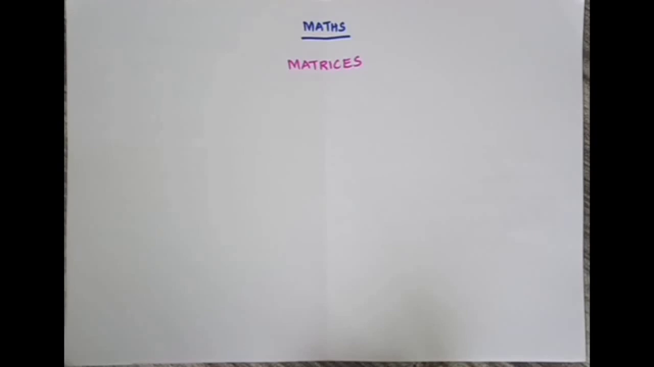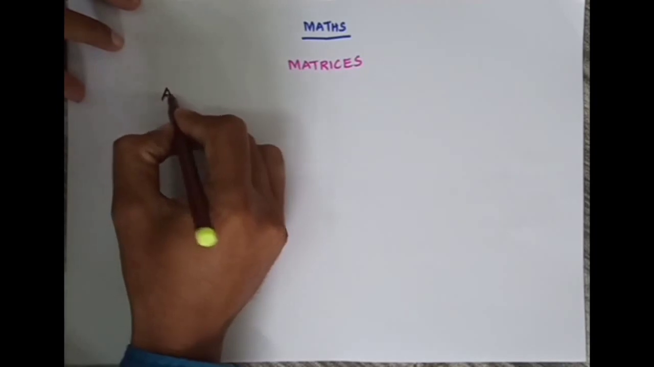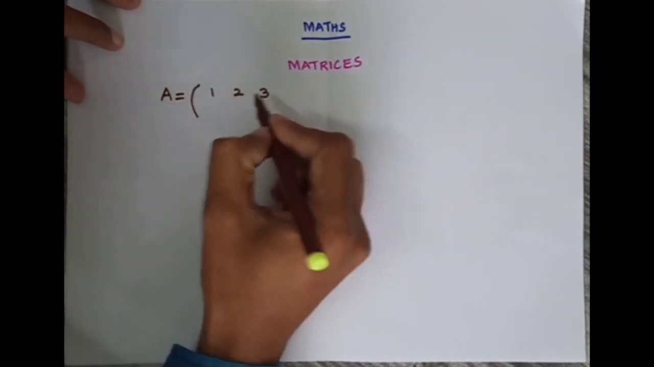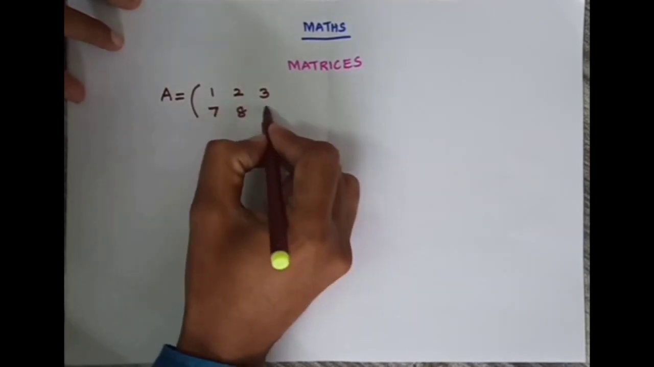In the previous class, we have learned what is matrix, order of the matrix, and types of matrices. In this video, we will solve some exercise problems. Before that, three basic things we should know in the matrix. Here, I have a matrix A: 1, 2, 3, 7, 8, 9.